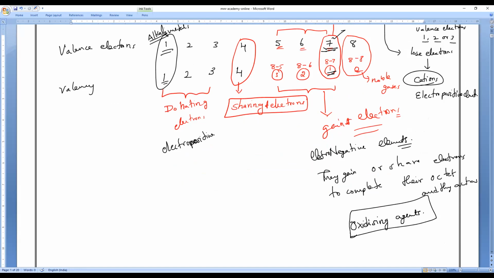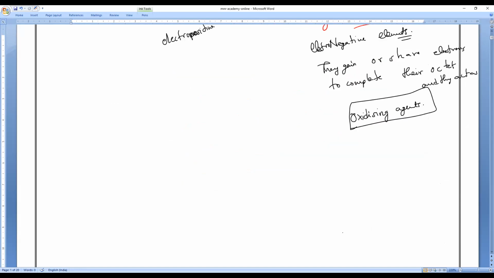Okay, so write the definition of non-metals. Again, there is always an exemption, like metals have exemptions. Like here also, non-metals are those elements which do not conduct heat and electricity. But there is an exemption.